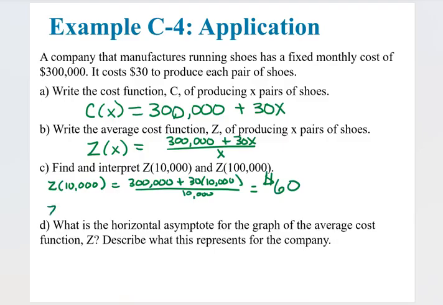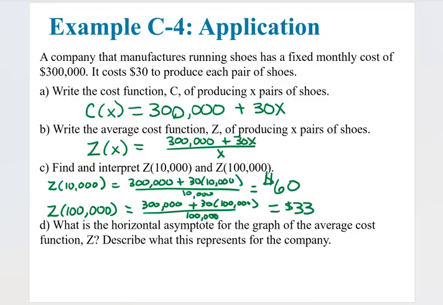All right, then it says do the same thing for 100,000. What happens if I make 100,000 pairs of shoes every month? All right, so we're just going to do the same thing, plug it into that average cost function. So 300,000 plus 30 times 100,000 this time, and then divide it by 100,000. And that turns out to be $33.